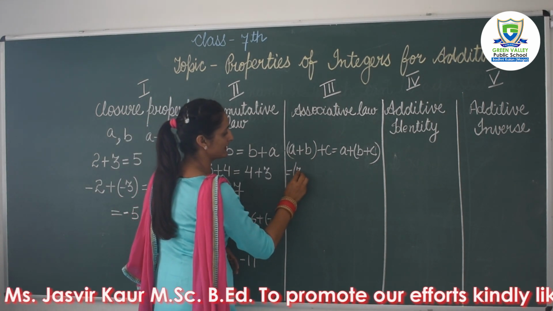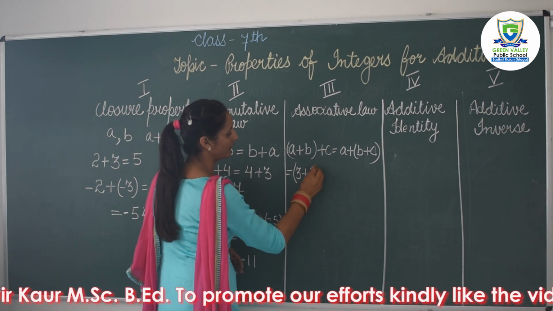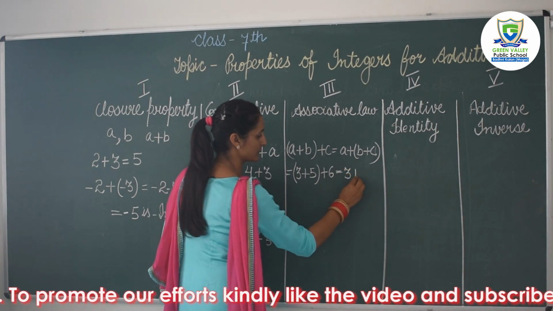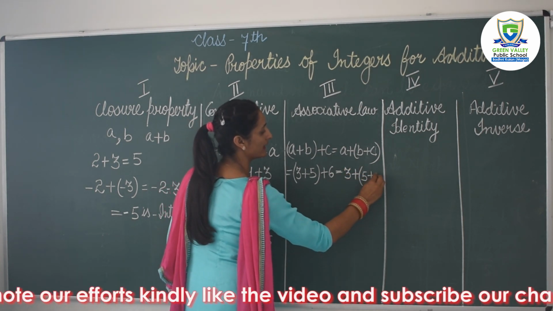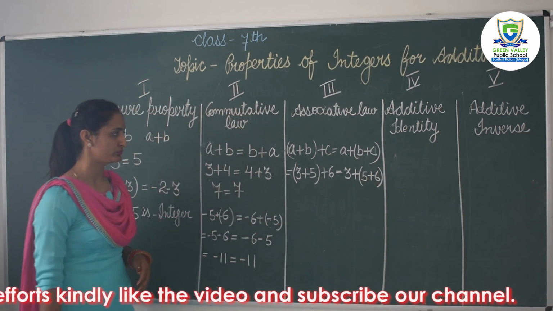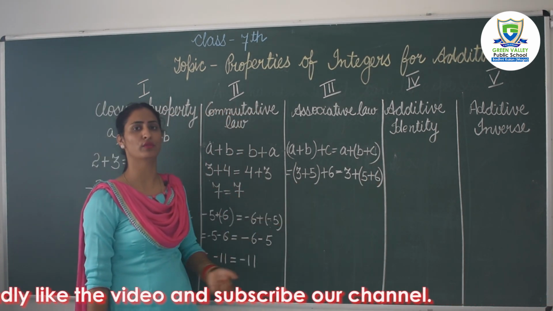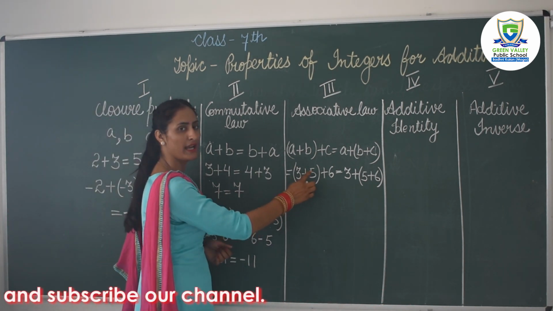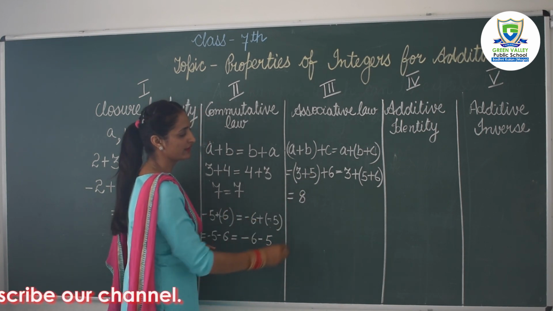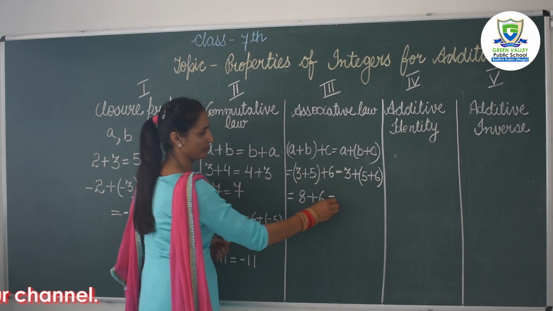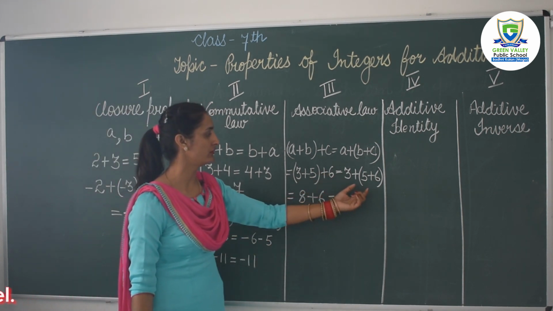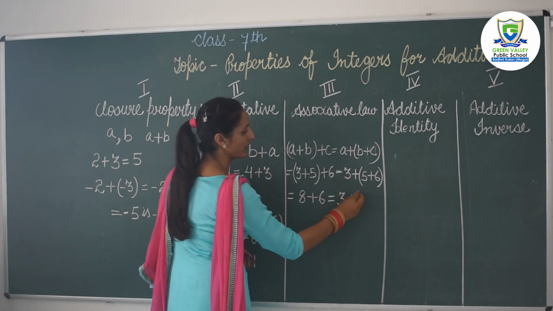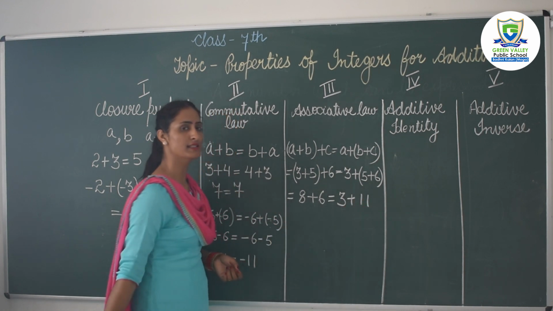So take the value of a is 3, the value of b is 5, and the value of c is 6. And on the right side 3 will be outside the bracket, and write down 5 and 6 in the bracket. So this bracket means the numbers which are in the bracket, you have to solve firstly. So first of all we will add these two numbers. It will give us 8, and plus 6 will remain same. But on the right side we have these two numbers in the bracket, so 3 will remain same, and add these two numbers and your answer is 11.